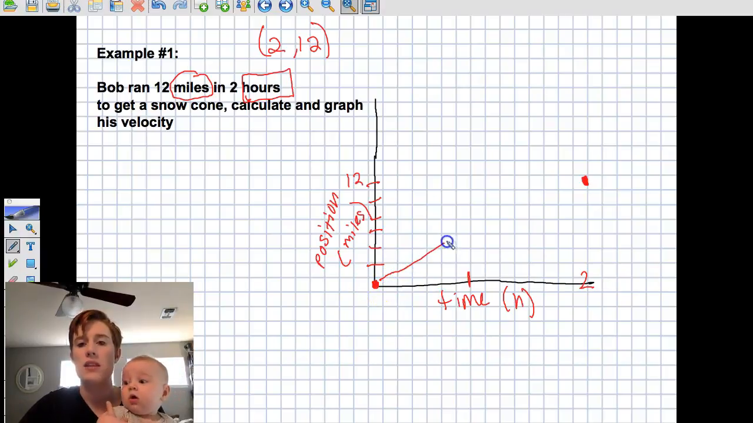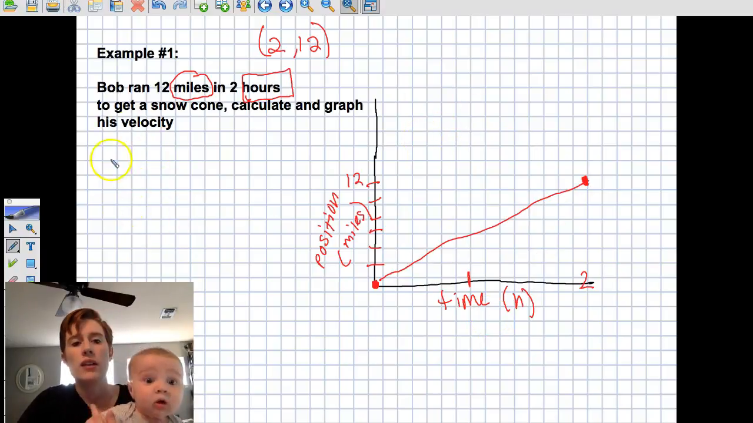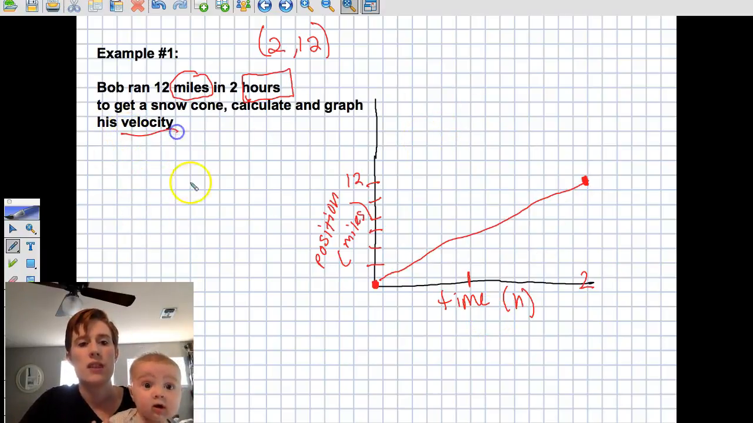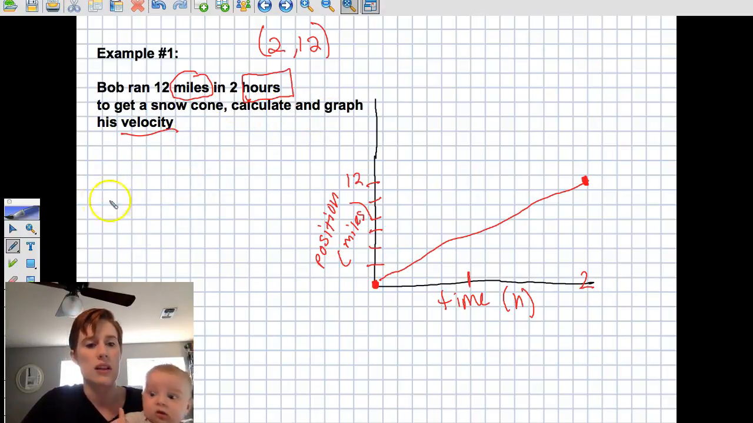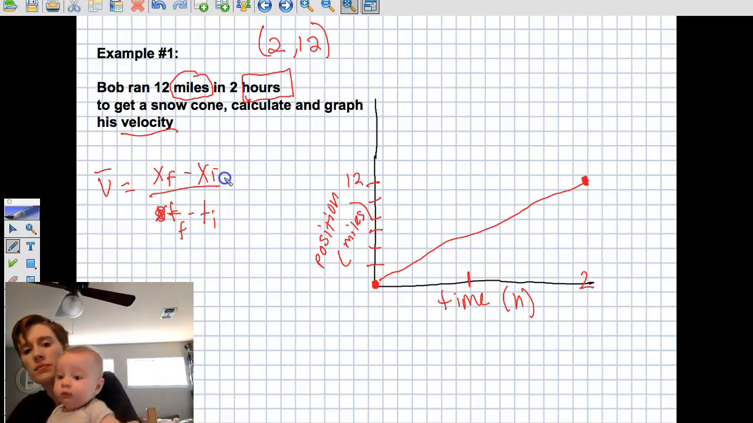So now let's connect these dots. This is his velocity graph. Now let's calculate his velocity. We graphed it, let's calculate it. Well, here's our formula for velocity. It's our final distance minus our initial distance divided by our final time minus our initial time.